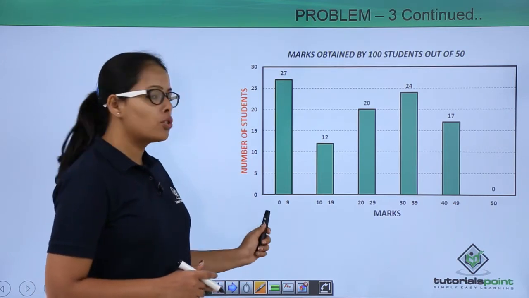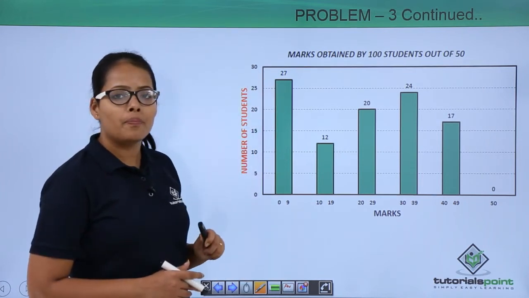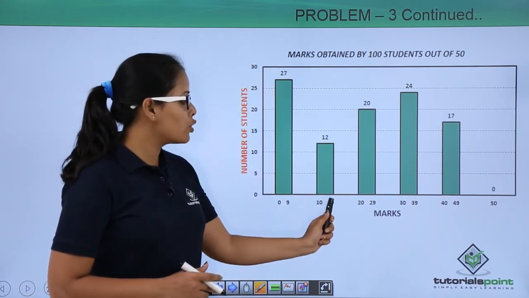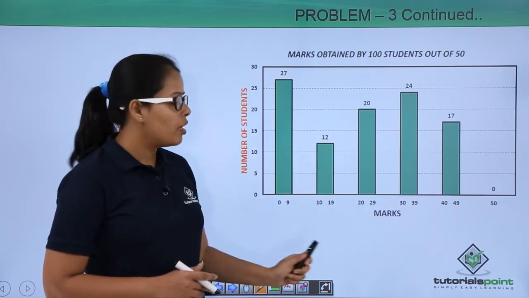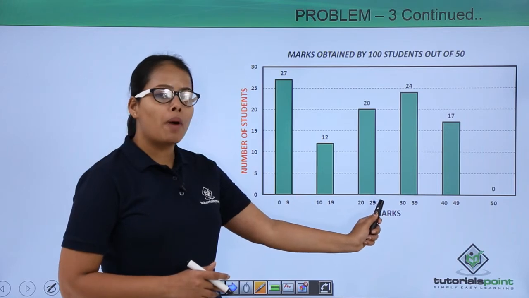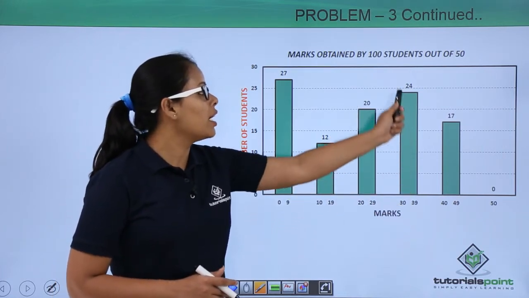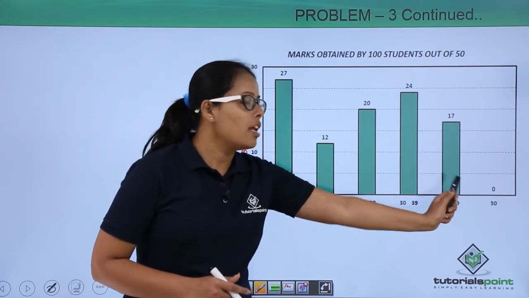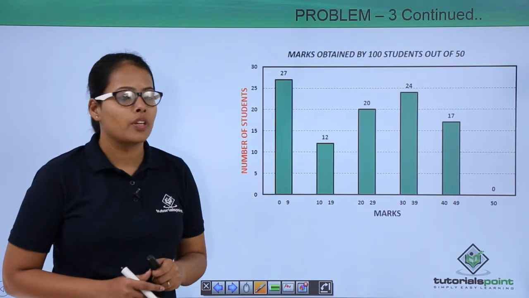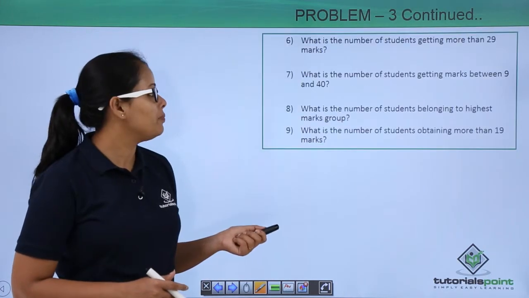So number of students who scored in the range of 0 to 9 marks are 27. Number of students who scored marks in the range of 10 to 19 are 12. Number of students who scored marks between 20 to 29 are 20, 30 to 39 are 24, 40 to 49 are 17 and for 50 it is 0. So now let's read out the questions belonging to this bar graph.